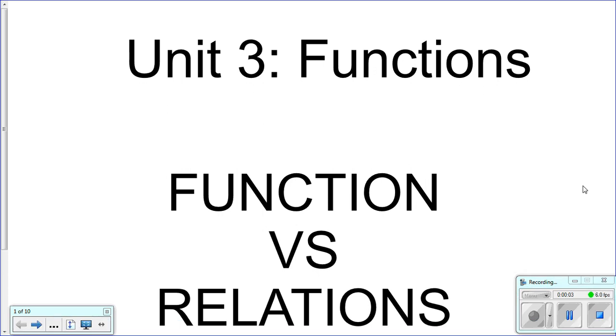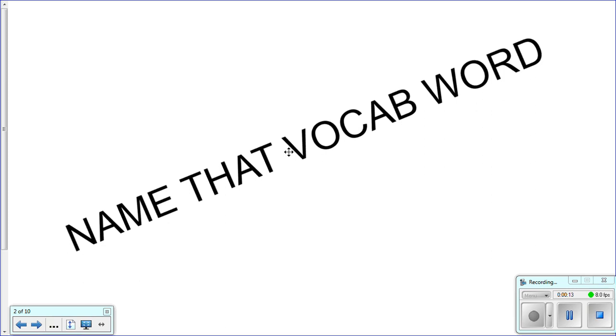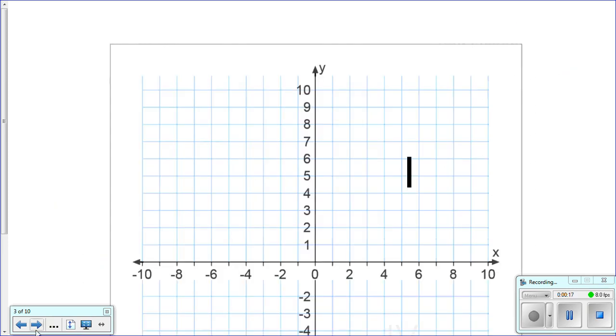Hello everybody. We are going to go ahead and start Unit 3, which is functions. So the very first lesson is on functions versus relations. To start off with, we're going to name that vocab word. So we're going to review a lot of vocabulary.